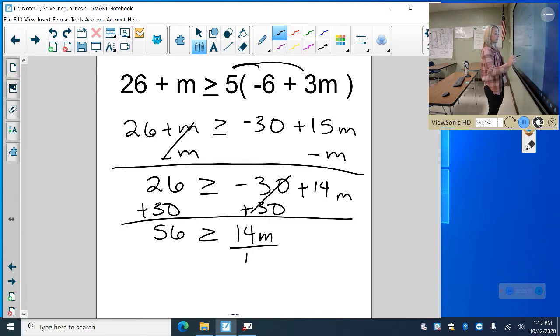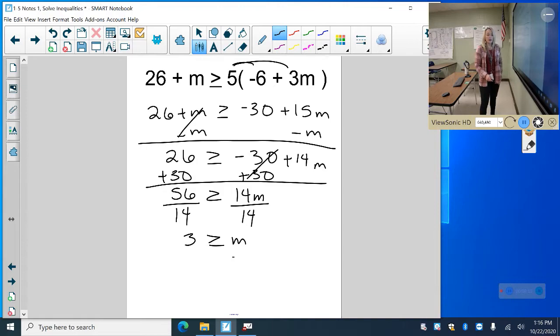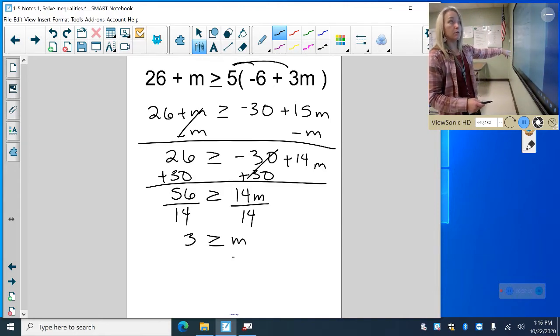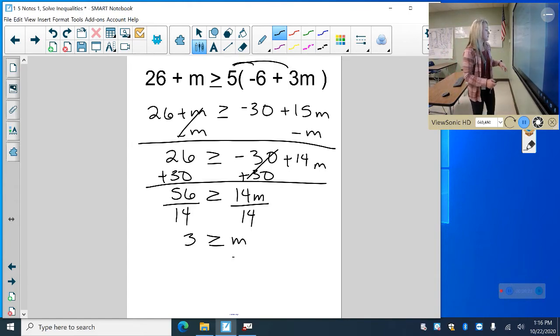Divide by 14. Would be 3, I think. Greater than or equal to m. Now, be careful here. Don't graph it the way it is. Notice how my variable is on the right-hand side here. I have to move it to the left-hand side in order to be able to graph it and use the arrow. So rewrite it, reading it from right to left. So I have m is less than or equal to 3. And now go ahead and graph.